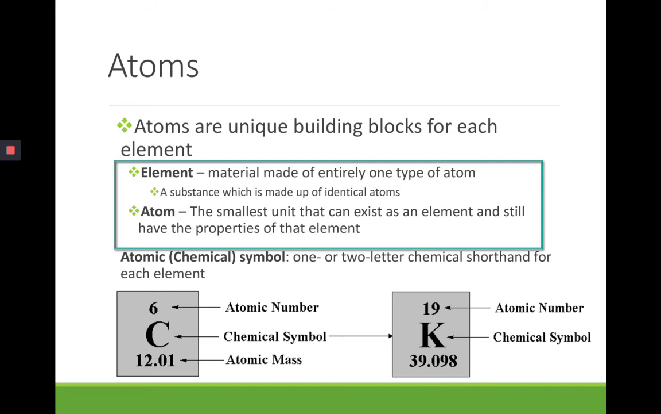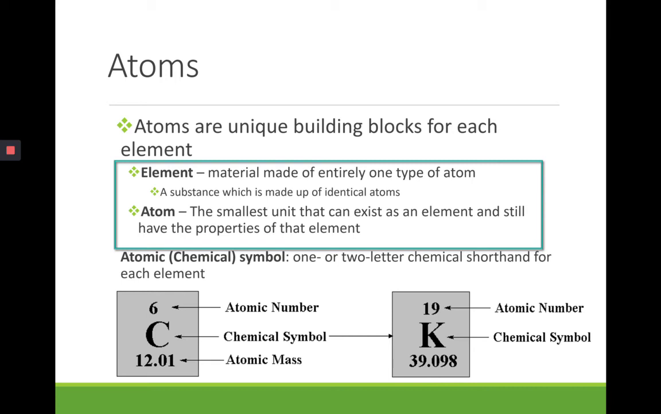Atoms are the building blocks for elements. Elements are made up of just one type of atom, and oftentimes you can use element and atom interchangeably, because atoms define what an element is. What an atom has as its chemical and physical properties is what the element has as its chemical and physical properties. So they're essentially the same thing except in size. There's a lot of atoms that make up one element, but they're all the same type.